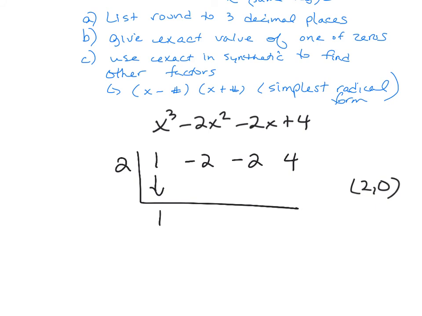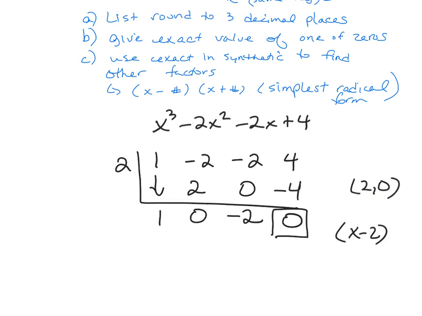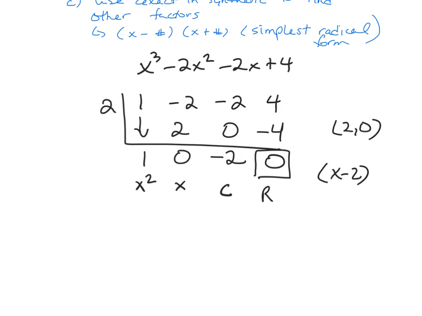Let's bring down the 1. Let's multiply, add the column, multiply, add the column, multiply. I get a remainder of 0. So this tells me that x minus 2 is a factor. Now I'm going to add back my variables: remainder, constant, x squared. x squared, I'm not going to put plus 0x, I'm just going to put minus 2.